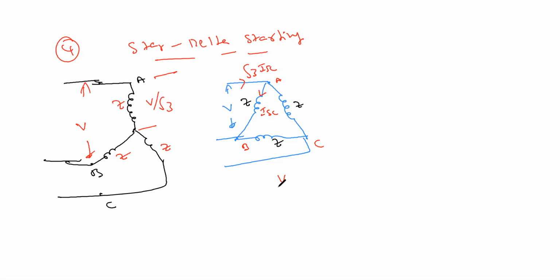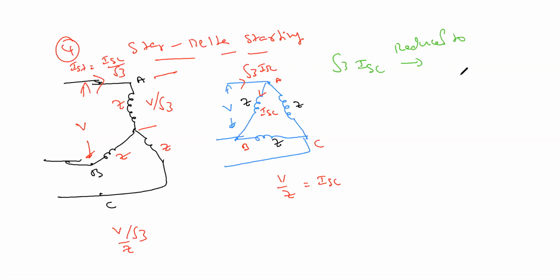Before, V by Z was equal to the phase current and the line current was ISC. Now what is the current here? The starting current is V by √3 by Z. So don't you think this is ISC by √3? Starting current is ISC by √3. Initially the current was √3 times, and now it has reduced to ISC by √3. How many times is the reduction? The reduction is in fact 3 times. Current is reduced by 3 times.